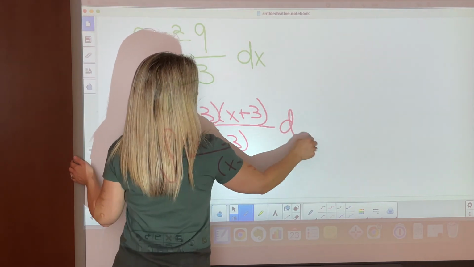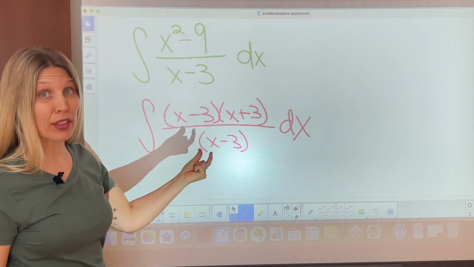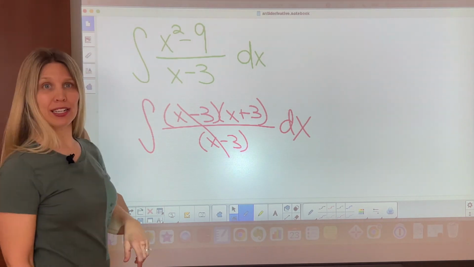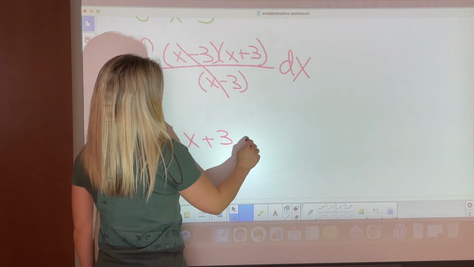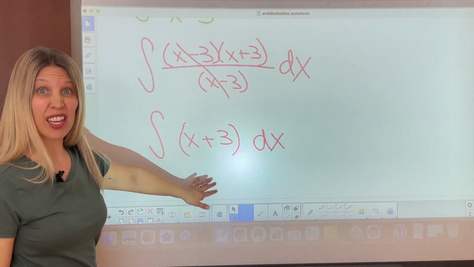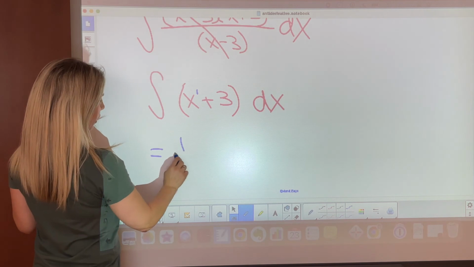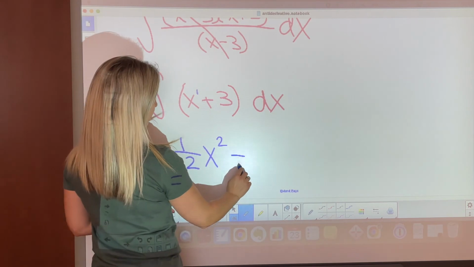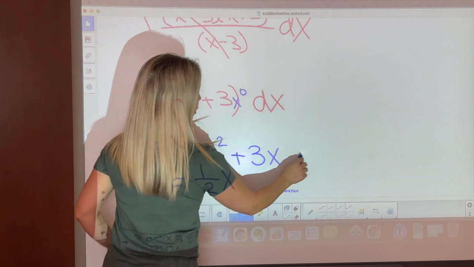And your dx must stay there because remember, that's that base, that width of those rectangles. So notice, oh, how lovely is this? Those are going to cancel. Score. Now you're taking the integral of x plus 3 dx. Now we just have to integrate this. So the rule states when we integrate, this is x to the 1st, you're going to add 1 to the exponent. This is 3. Remember, this is x to the 0, so x to the 1st plus c.